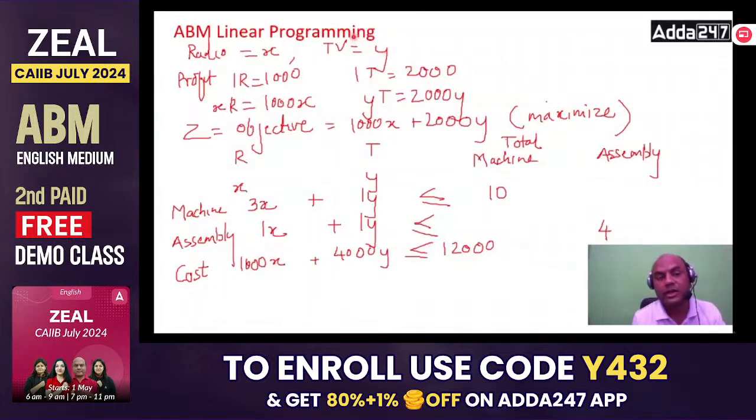My total profit is radio plus television. So 1000X plus 2000Y. This is my objective function. This is what I require because that is my profit point. So this I have to maximize. Clear this part? Now let's look at the machine time part.